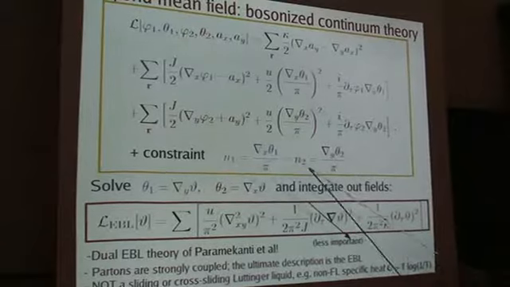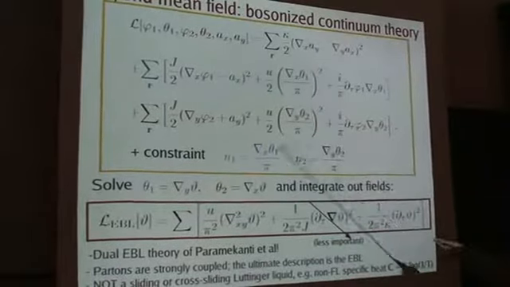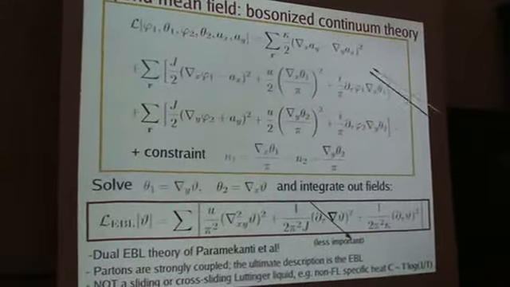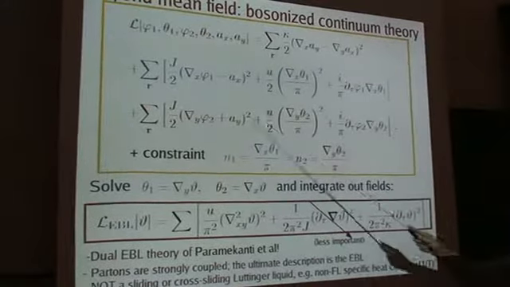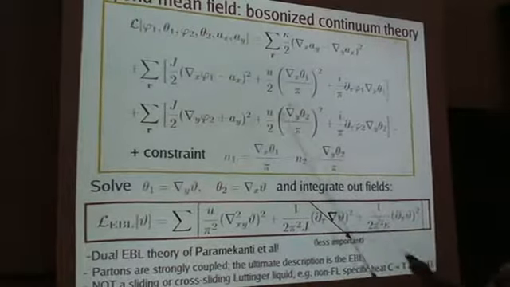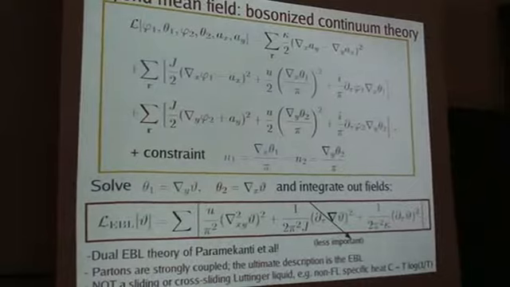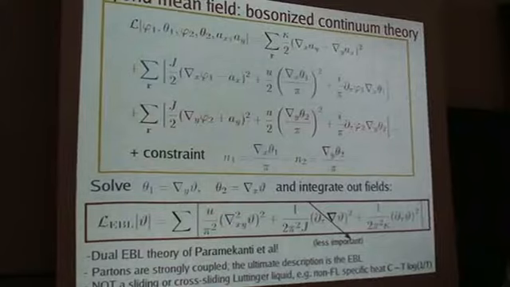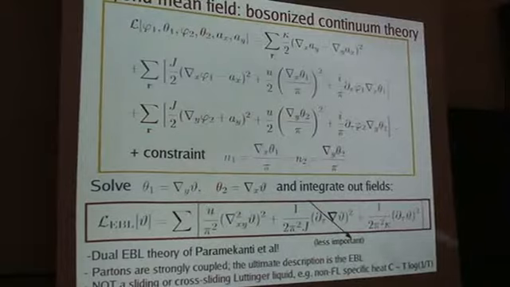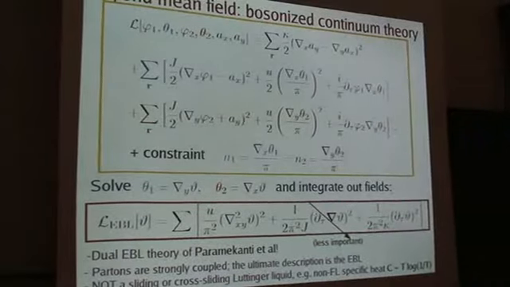So this constraint n1 equal n2 says del x theta 1, which is boson B1 parton density, is equal to del y theta 2. And what is nice in this theory is that it's quadratic in all fields, phi 1, theta 1, phi 2, theta 2, ax, ay, and this constraint is just a linear constraint. So this is a completely Gaussian theory, and I can do any calculation I want in this theory. And I can also argue very directly the equivalence of this theory to the EBL theory.